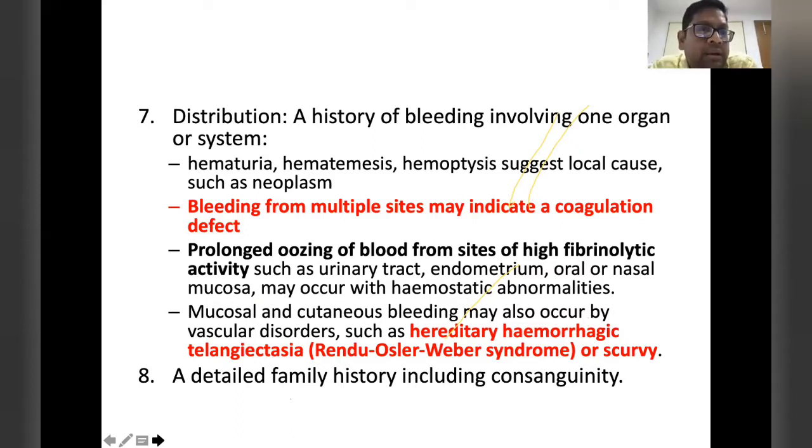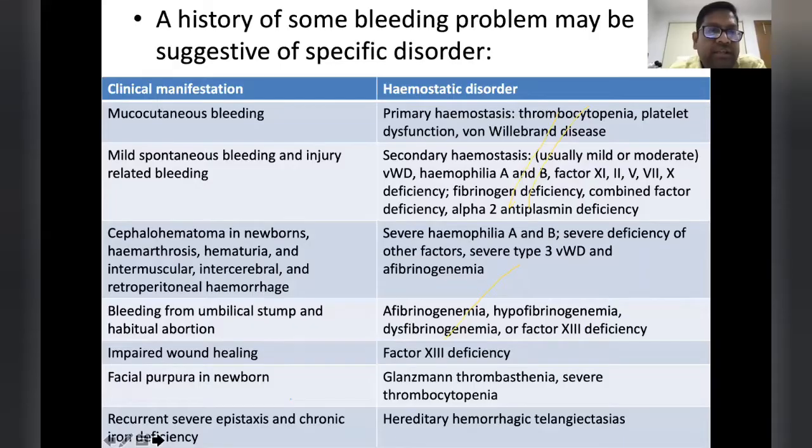Next, last but, I can say, the most important is a detailed family history that includes consanguinity. So never forget to ask about the history of consanguinity, because in the presence of bleeding with a consanguinity history, the type of bleeding disorder you might be dealing with makes it autosomal recessive in nature. Okay, so these are very important things.